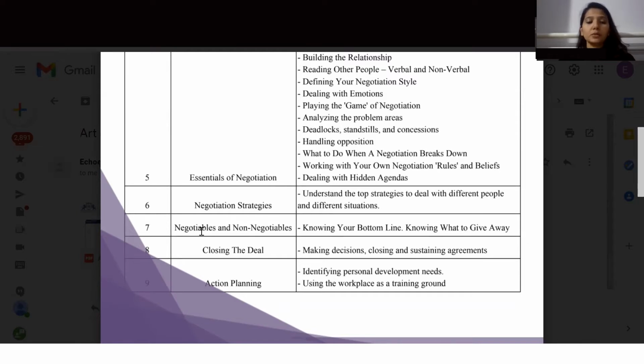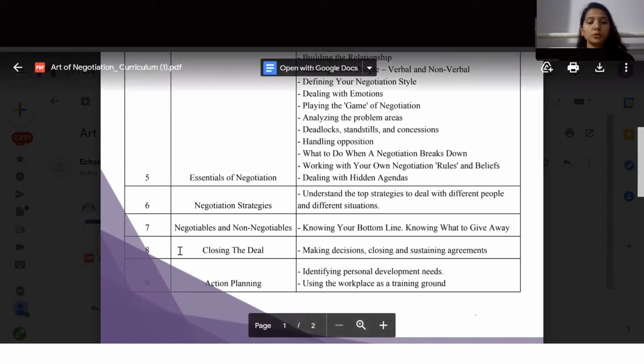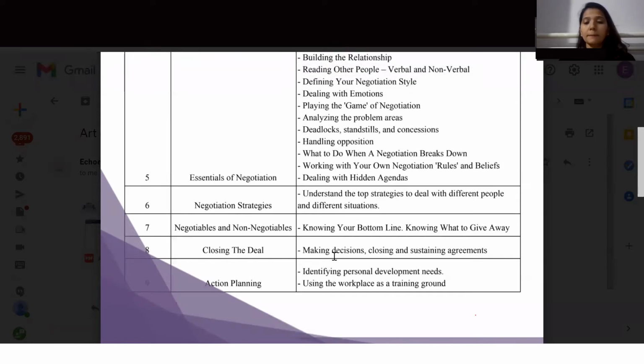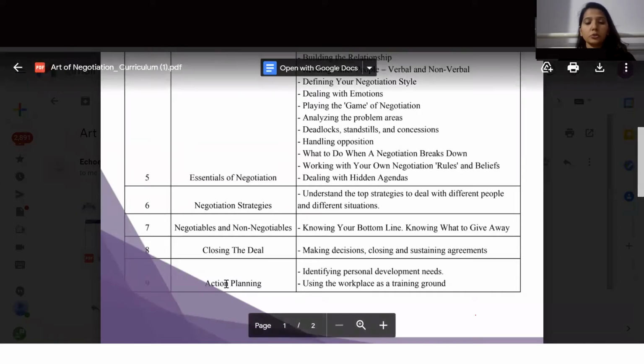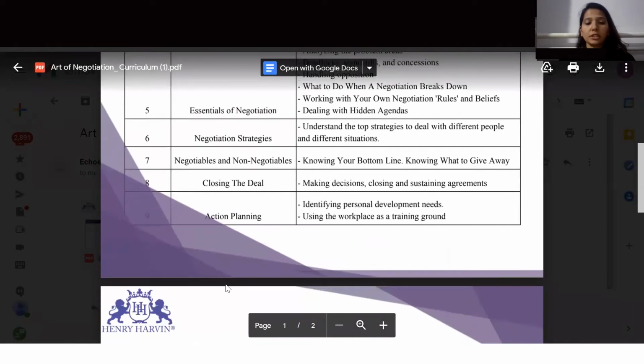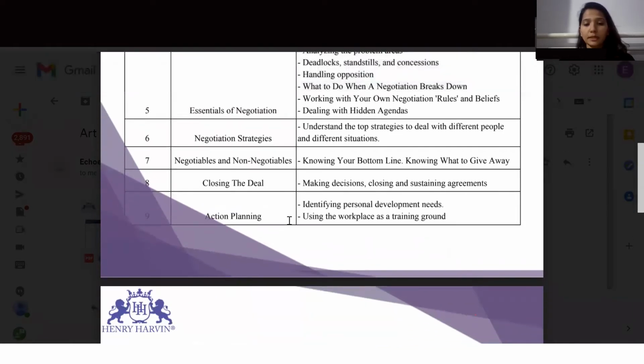Module 7, negotiables and non-negotiables, which is knowing your bottom line and knowing what to give away. Module 8, closing the deal, making decisions, closing and sustaining agreements. Final module, Module 9, which is putting things into action: action planning, identifying personal development needs, using the workplace as a training ground.